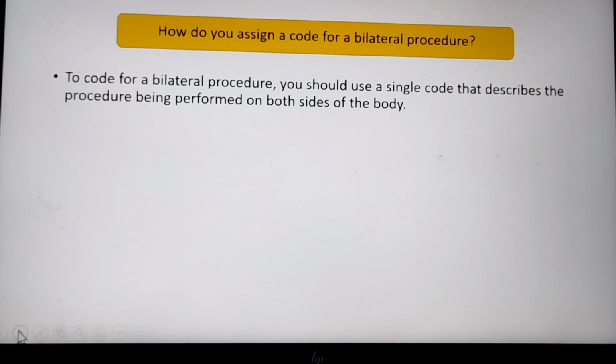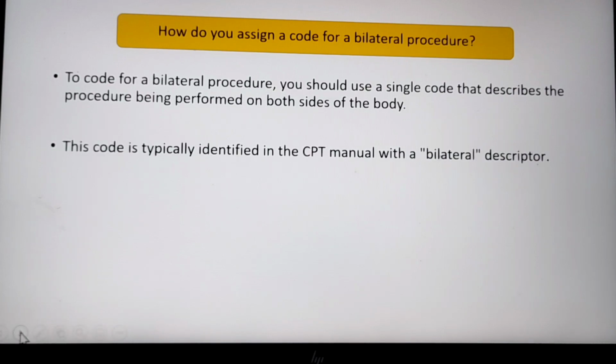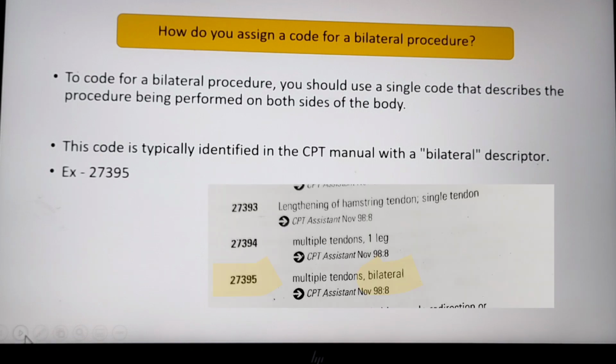How do you assign a code for a bilateral procedure? To code a bilateral procedure, you should use a single code that describes the procedure being performed on both sides of the body, or you can use modifier 50, the bilateral modifier. This code is typically identified in the CPT manual with a bilateral descriptor. First example is 27395, lengthening of hamstring tendon, multiple tendons, bilateral. So here the code descriptor contains the word bilateral, so we should not use the further modifier 50, the bilateral modifier.